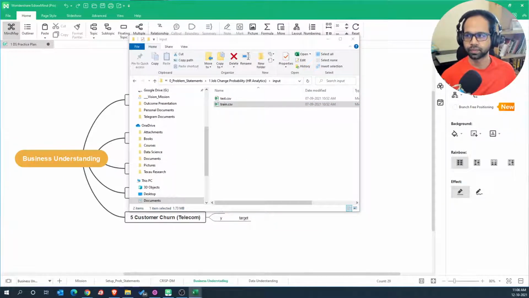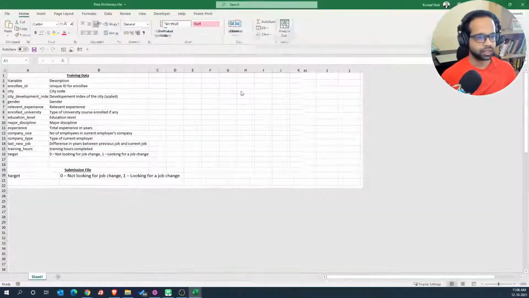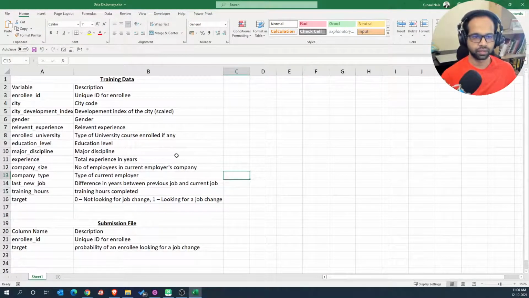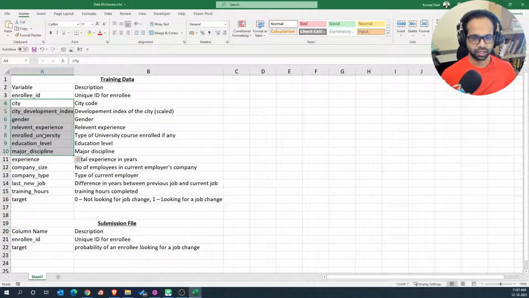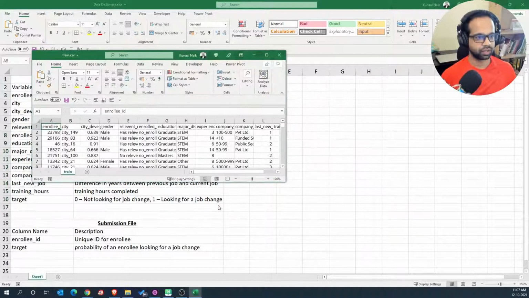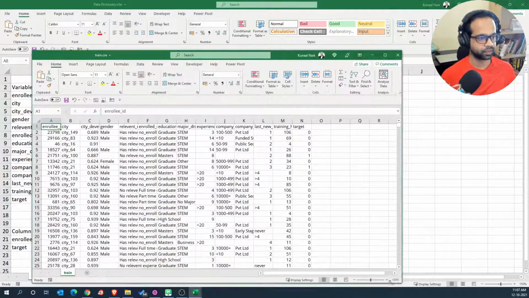So this is the data that we have. You have the variables enrollee ID, city development index, gender, relevant experience, enrolled university. All of these details are available. And if I had to look at the data, it will look something like this.